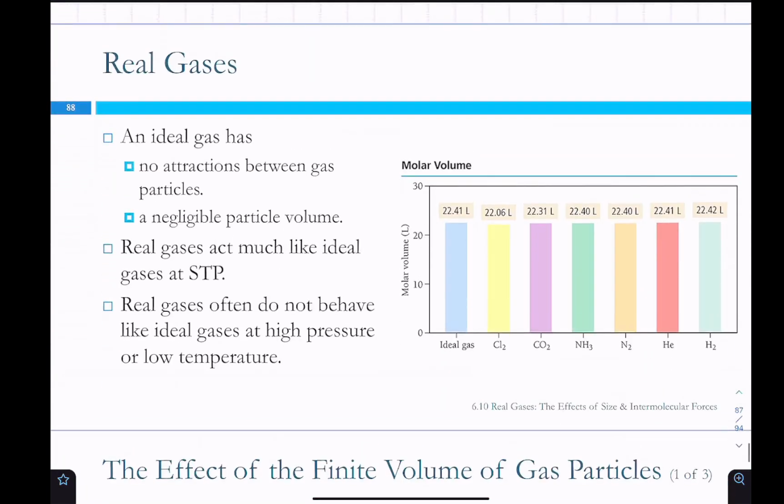Okay, so let's talk about real gases. Ideal gases are great and everything, and for many, many things, you can calculate stuff based on those ideal gases and get close enough to the ballpark. But even if we take these gases at STP, they have slight deviations in their molar volume. So they act much like them, but our ideal gas would be 22.41, but chlorine is 22.06, carbon dioxide is 22.31, ammonia 22.4, helium is ideal.